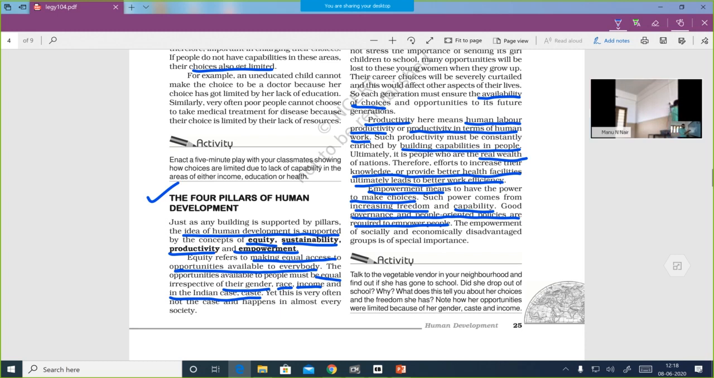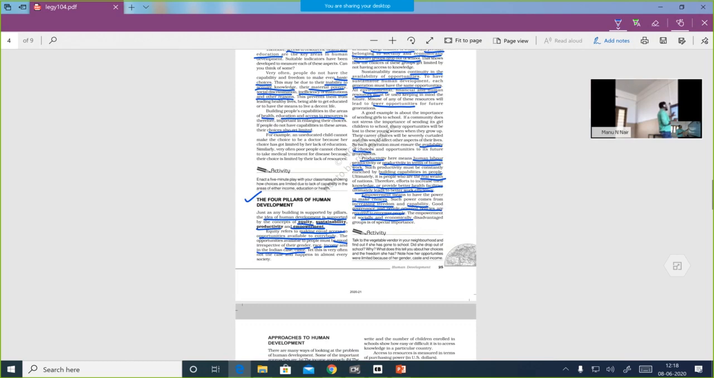Okay. The empowerment of socially and economically disadvantaged groups is also especially important. In the same way, we should give much more importance to the people who are socially and economically backward, because those are the people we have to bring up, because only then will human development be in balance. So this is very important. That is empowerment. Okay, so this is about human development.